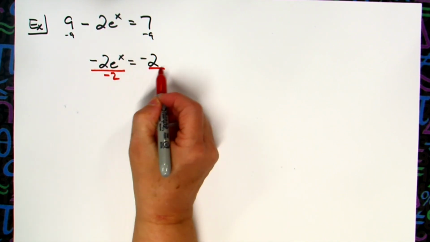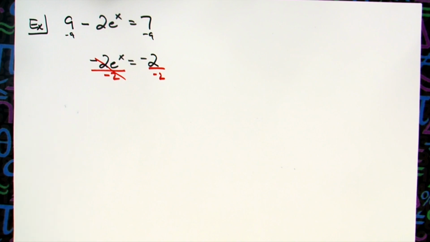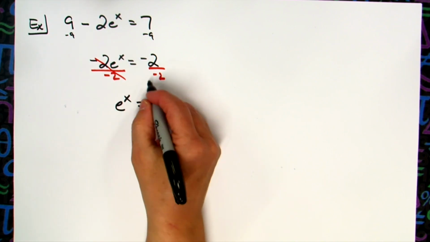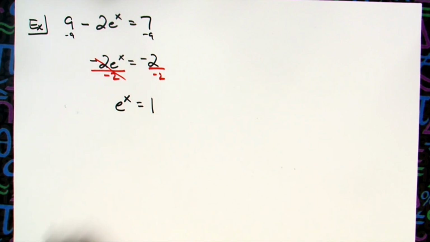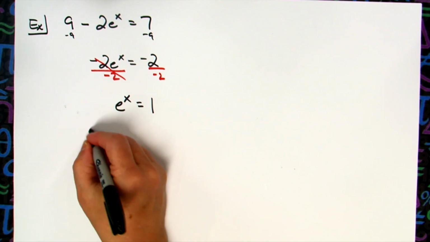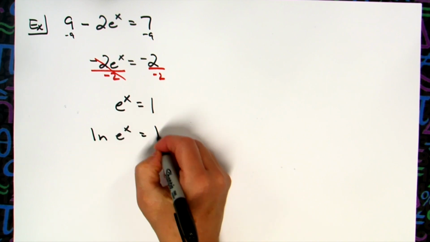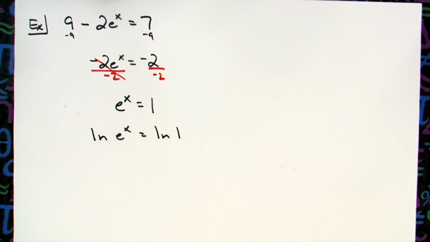So divide by negative 2, get it all the way down so that you are just down to an e to the x is equal to, that's going to be 1. Okay. Natural log of both sides now. Okay. So now it's isolated. Natural log e to the x is equal to natural log of 1. All right. The left-hand side is just going to be x.